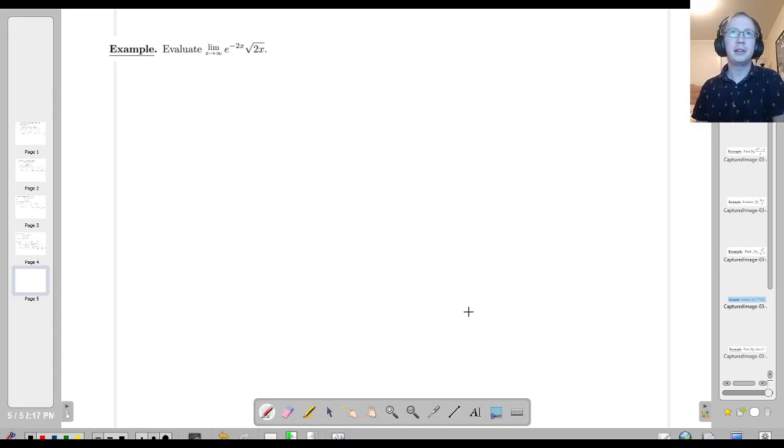So now we're going to add yet another twist to L'Hopital's rule. We've already seen where we have to apply it multiple times, but what do we do if it doesn't even look like the right form? So looking at this limit, I'm going to go ahead and start with direct substitution. That's always a good idea at first.